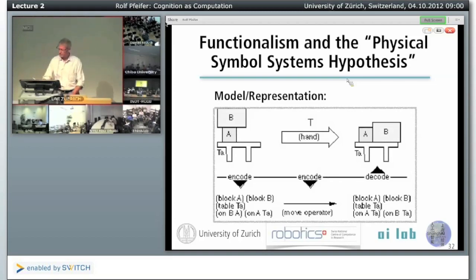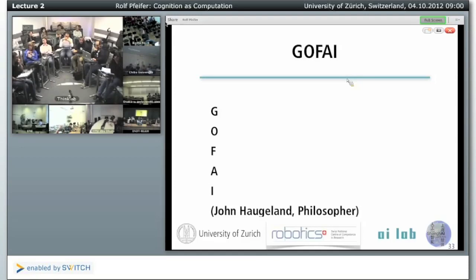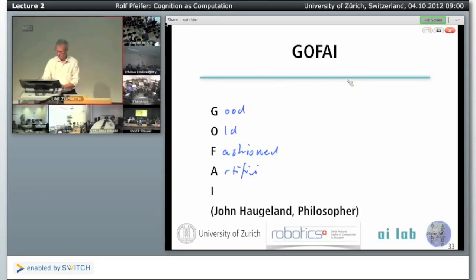Now, this approach to intelligence, working with symbolic representations, functionalism, is called GOFAI. What does GOFAI stand for? Anyone? Salford, maybe? What does it stand for? Good? Old? Fashioned? Artificial intelligence.